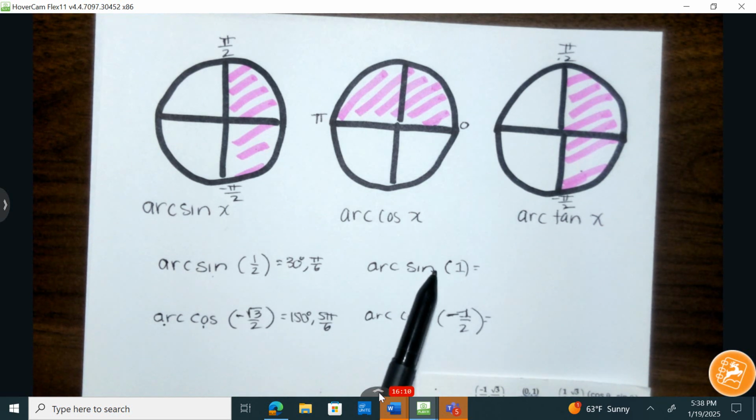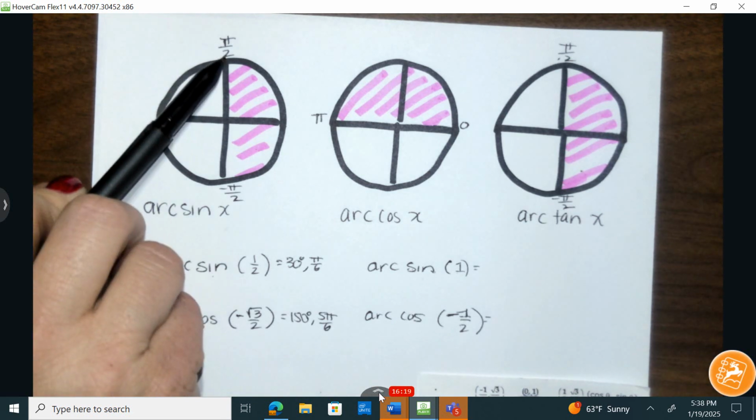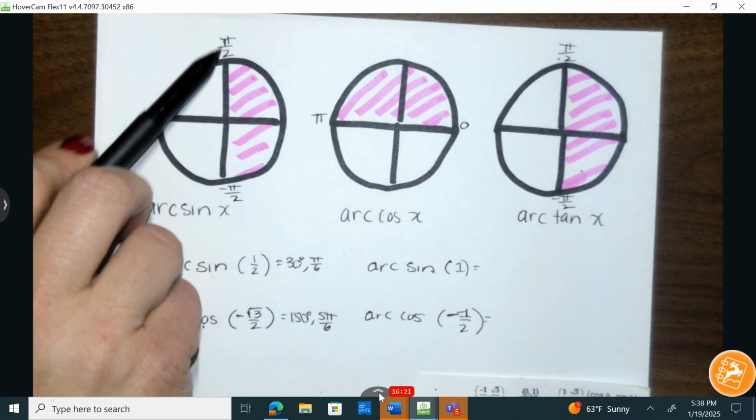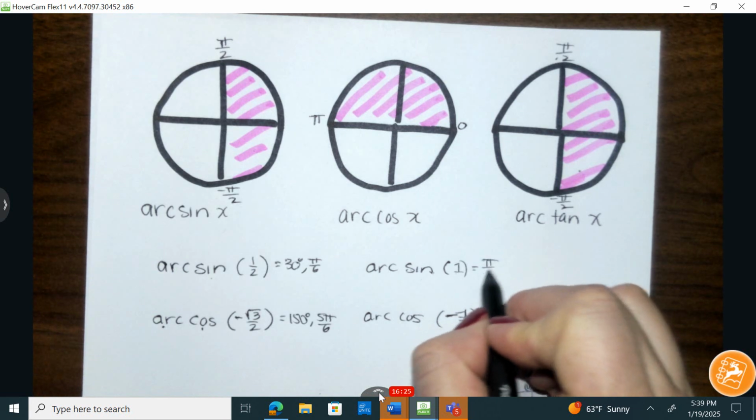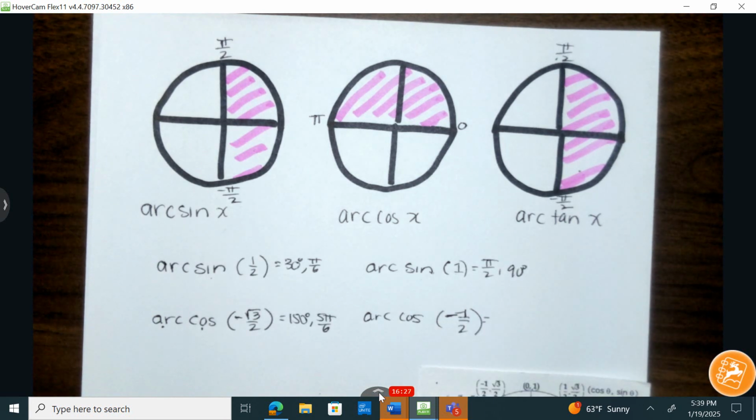Where is the sine equivalent to positive 1? It's right up here at pi over 2. Notice that again, we're going for arcsine, from pi over 2 all the way down to negative pi over 2. So this answer is going to be pi over 2, also known as 90 degrees.